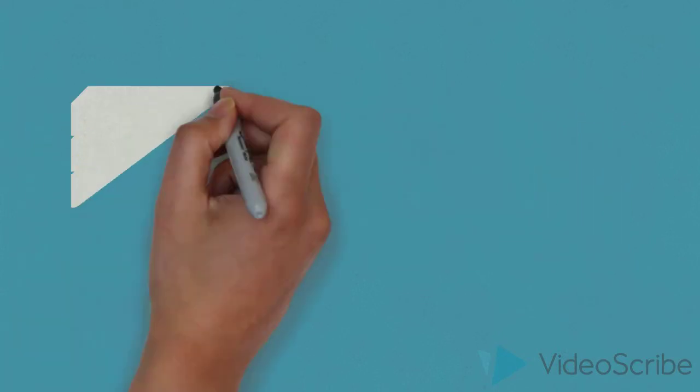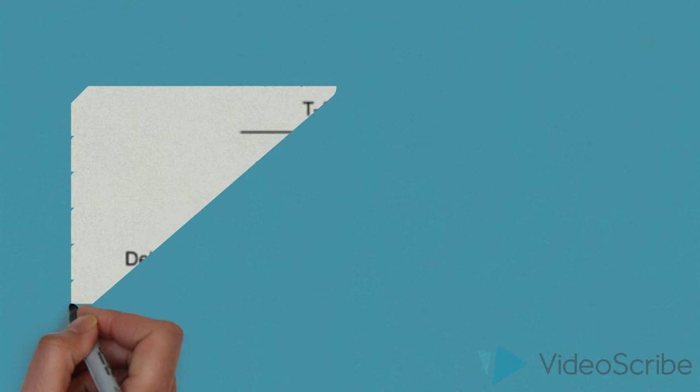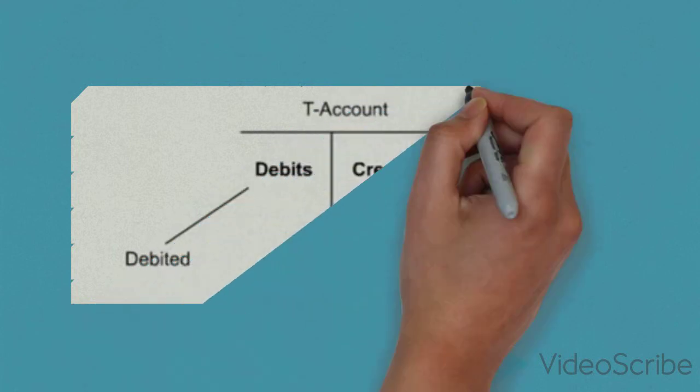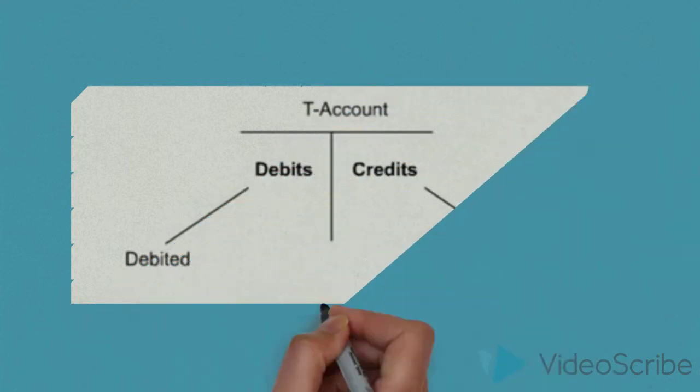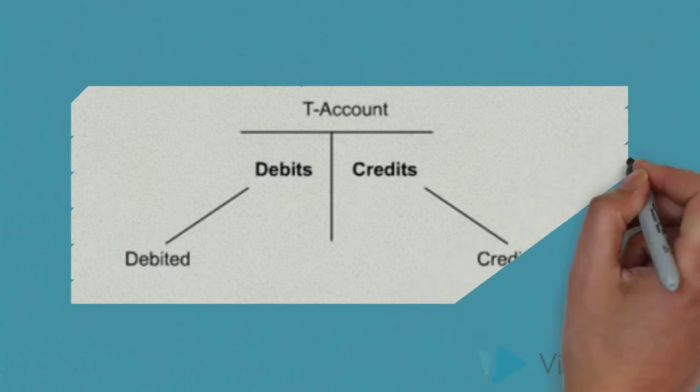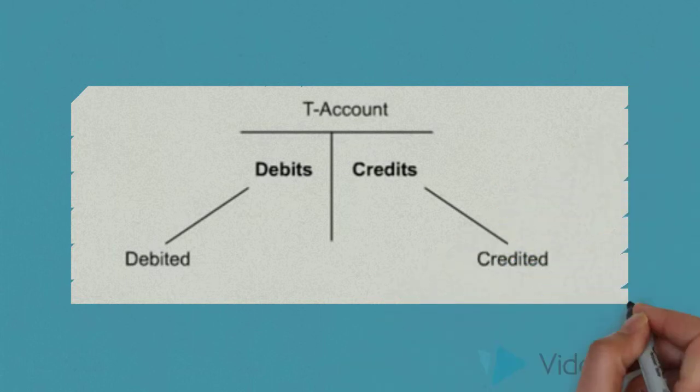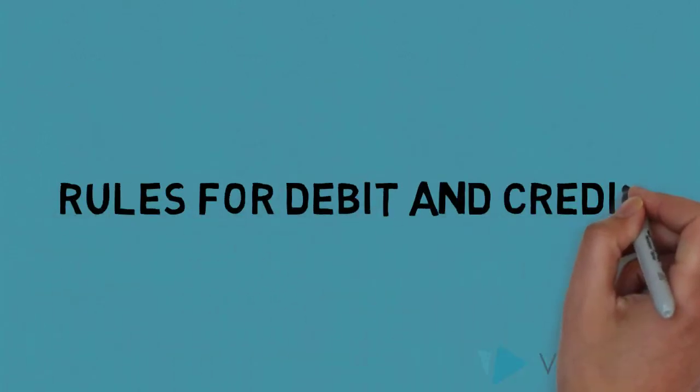Accounts recorded on the left side of any T account are called debits, and the account is said to be debited. Similarly, accounts recorded on the right side of the T account are known as credits, and the account is said to be credited. Now I'm going to teach you the rules for debit and credit.